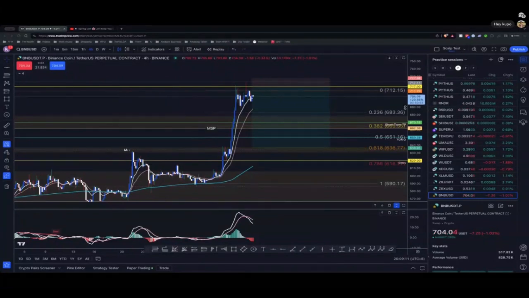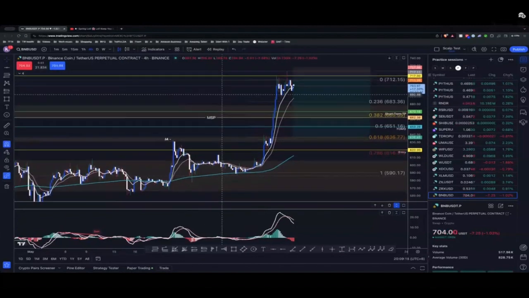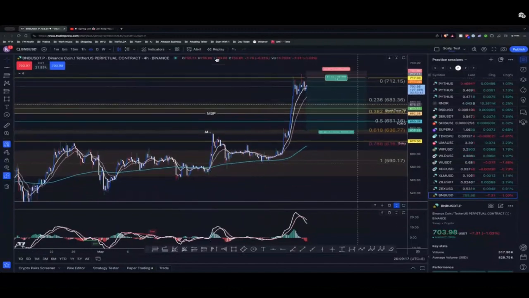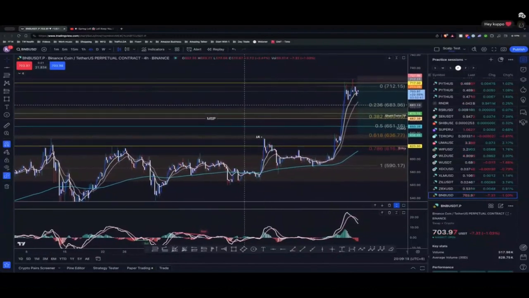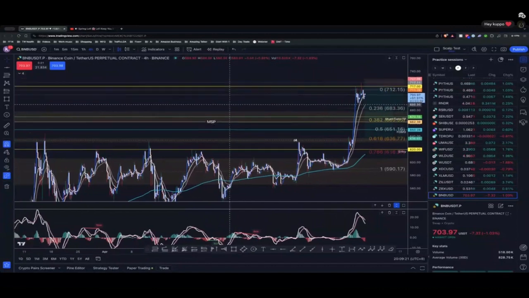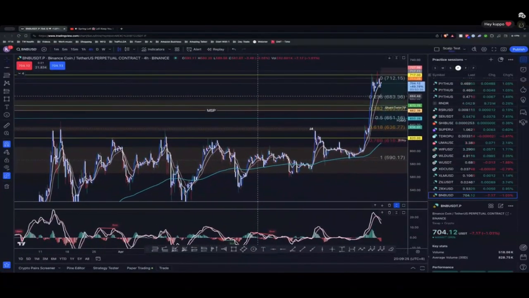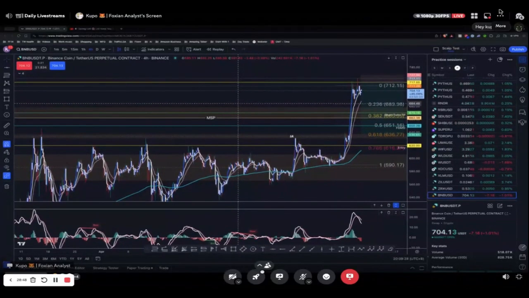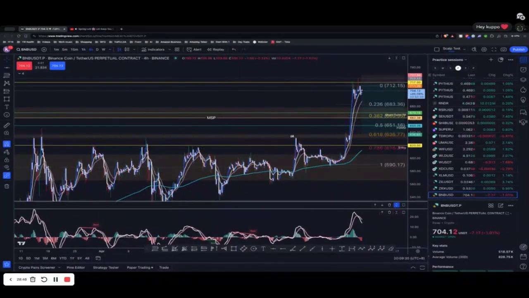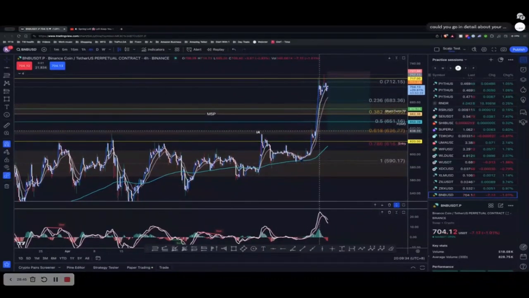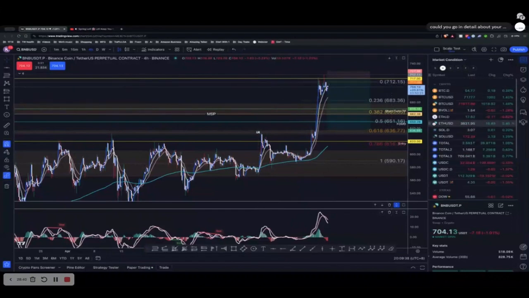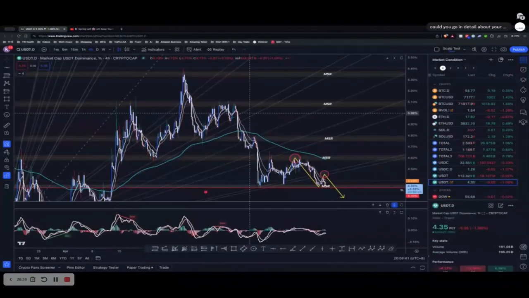So anything you want to learn: Fibonacci, trend lines, support resistance, entry, TP, risk management. Just anything you guys wanted to learn. Usually on Friday, I don't really do scalps. I just go over some fundamental concepts of how to read charts so you guys can understand them. Yeah, I can certainly do that. USDT dominance.